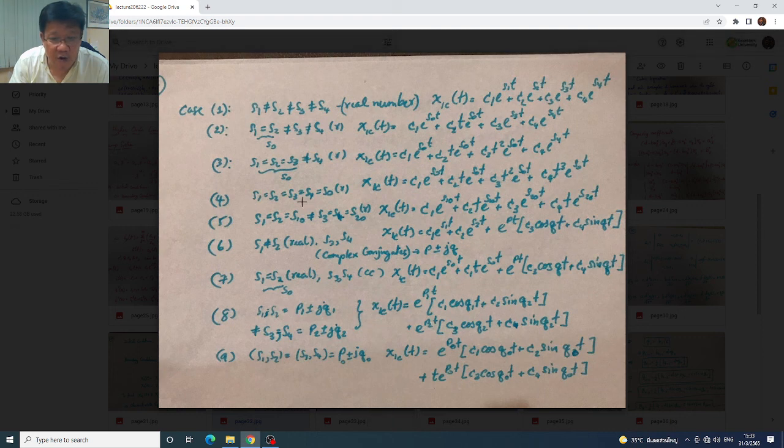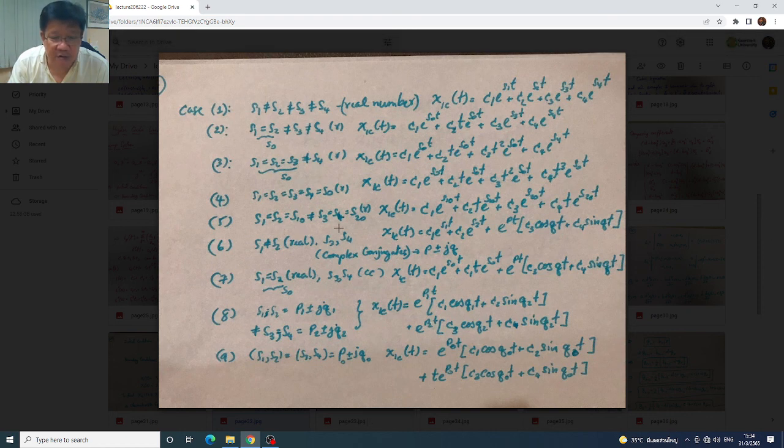And the fourth case is that all four are equal to s sub 0. So this becomes an exponent combined with a polynomial in t of order 3: c sub 1 e to the s0 t plus c sub 2 times t e to the s0 t plus c sub 3 times t square e to the s0 t plus c sub 4 times t cubed e to the s sub 0 t. So those are the first four cases, all real roots, with no complex conjugate.